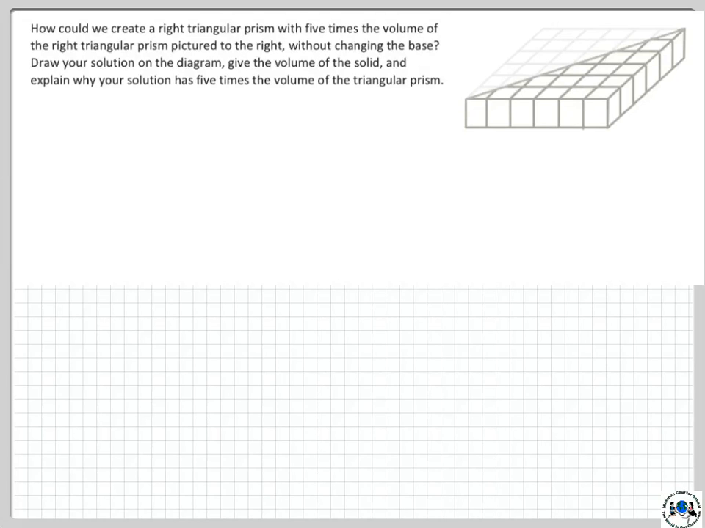All right, so next we are asked, how would we create a right rectangular prism with 5 times the volume of the right rectangular prism pictured to the right, which is the exact same right rectangular prism we just worked with? Now we don't want to change the base, and this is really important. Without changing the base, draw your solution on the diagram.